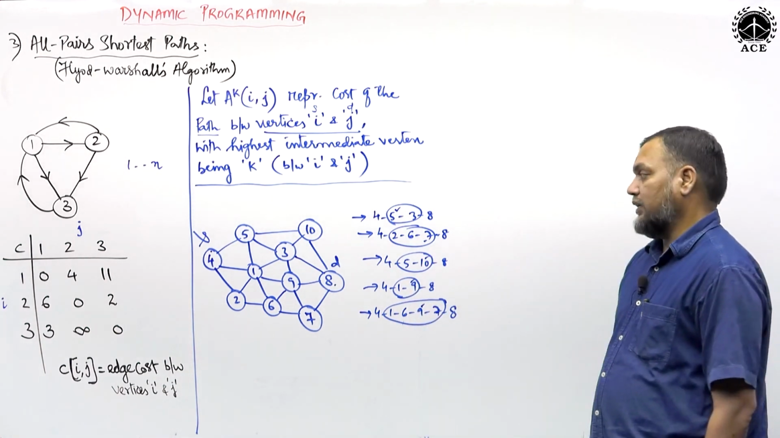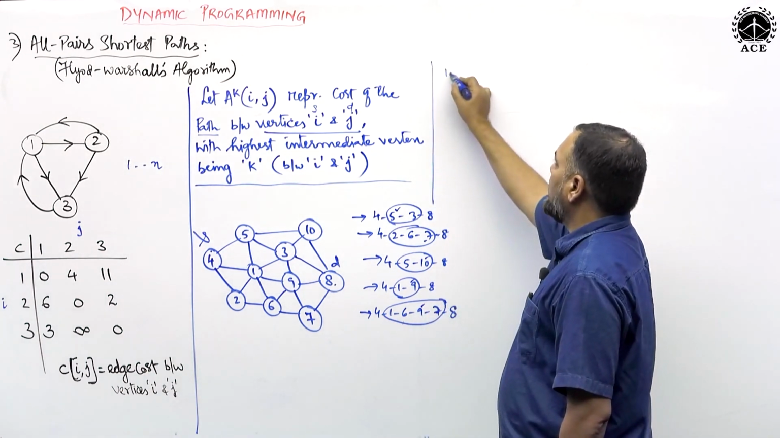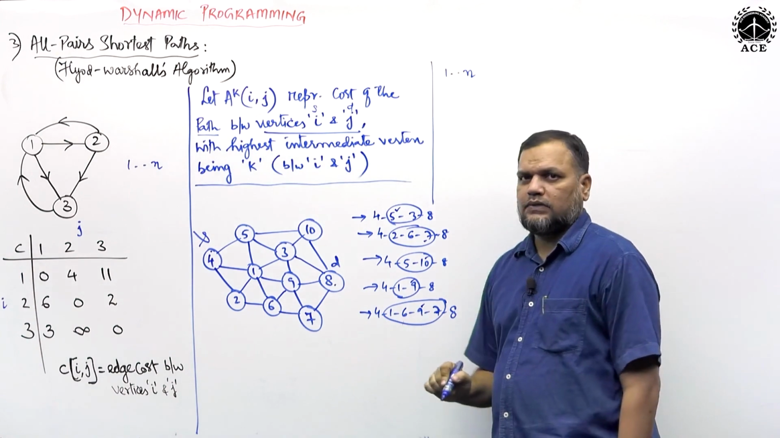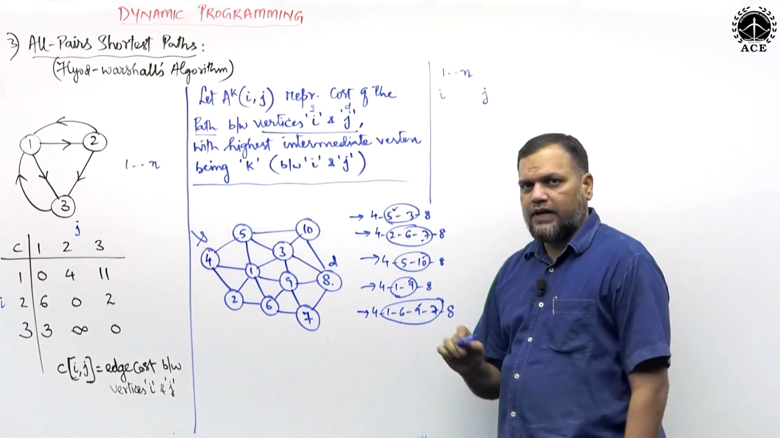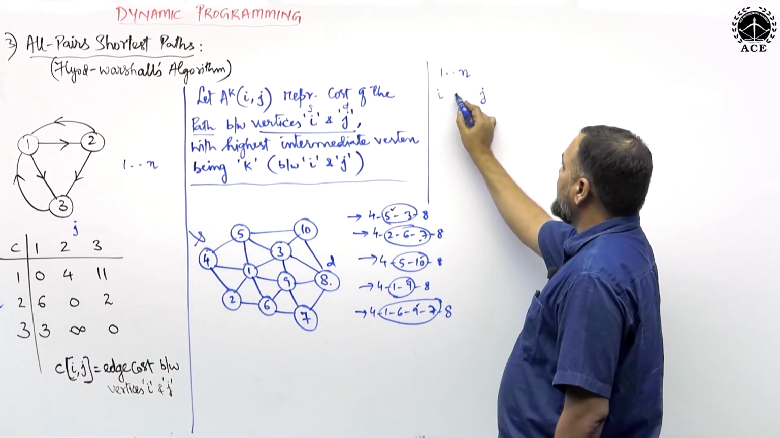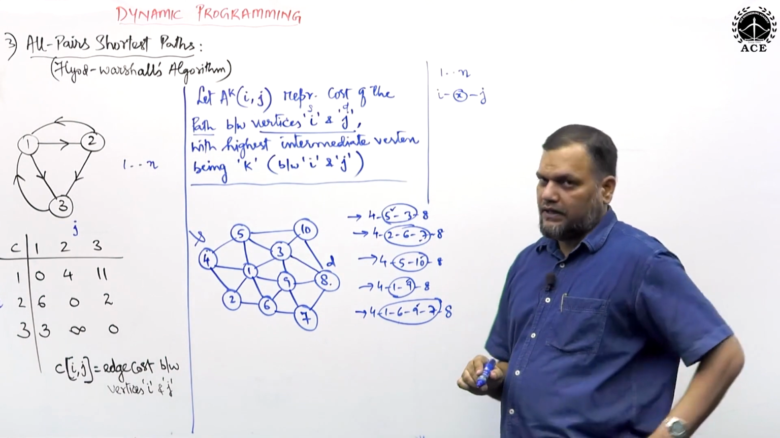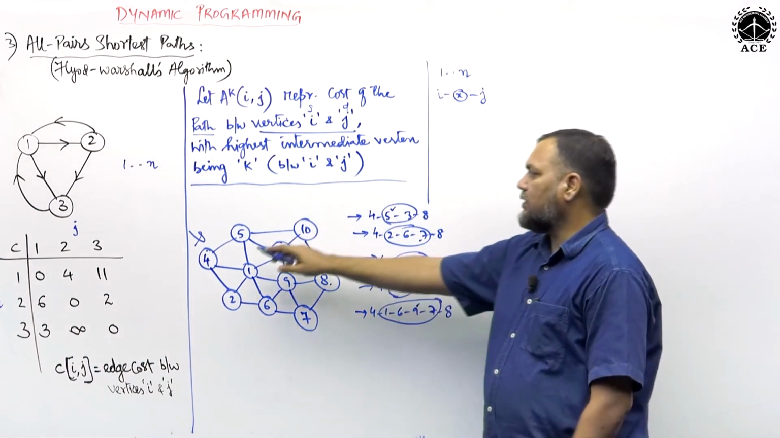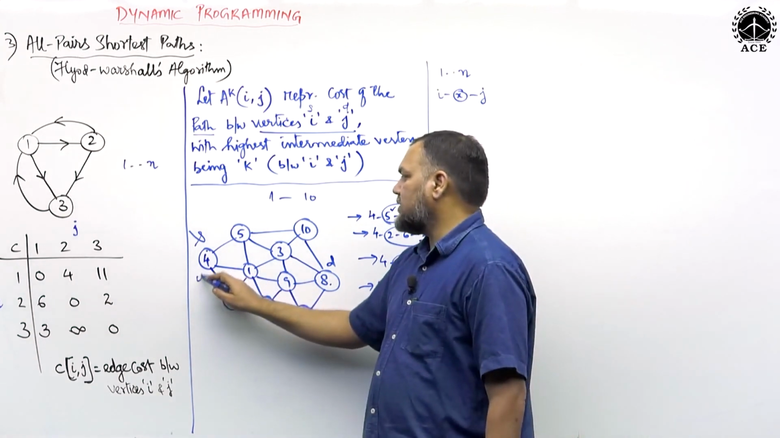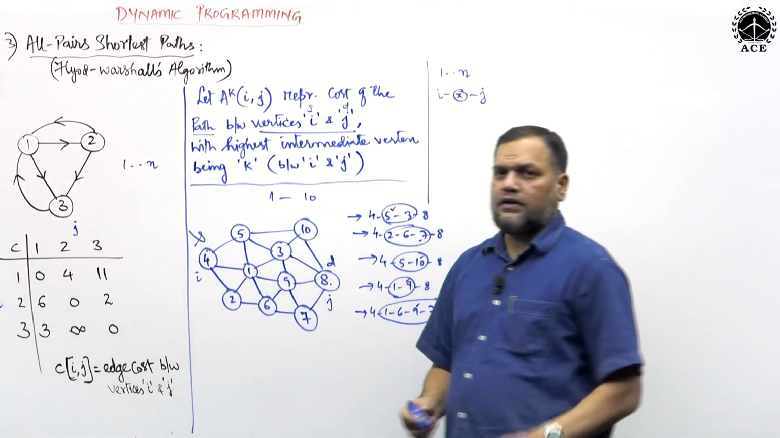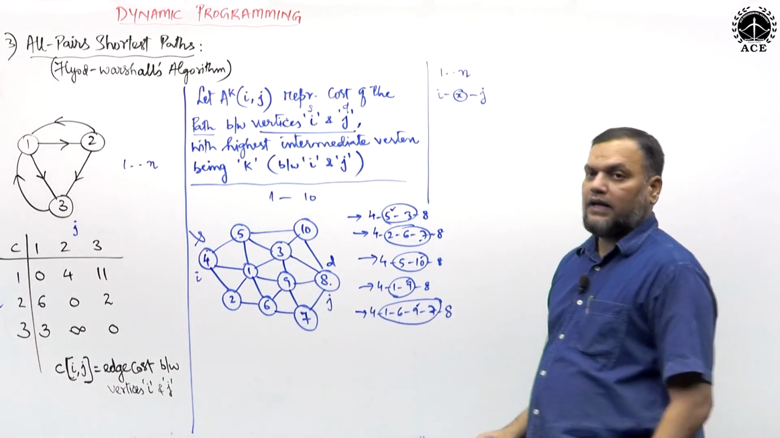Now, listen to this question carefully. If I have a graph with n vertices 1 to n, and if I take any two vertices i and j, then what is the highest intermediate vertex that could lie between i and j? Again I repeat, if I have vertices sequentially numbered from 1 to 10, and if I take two vertices i and j, like for example 4 and 8, what is the highest intermediate vertex that could lie between 4 and 8?